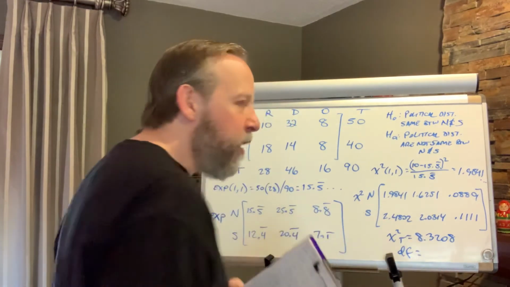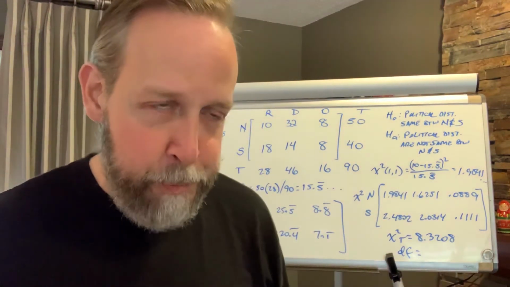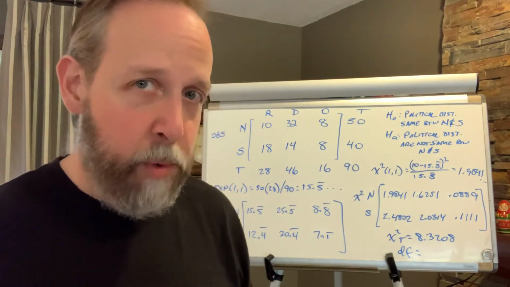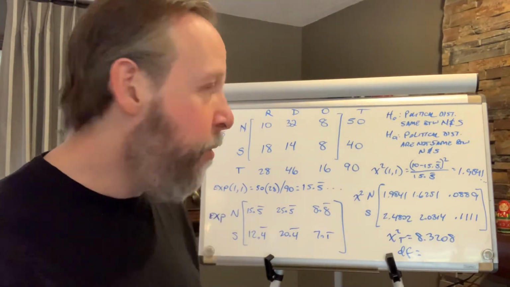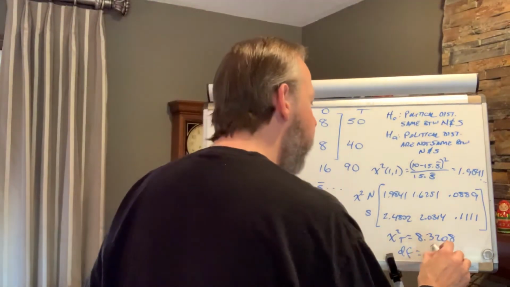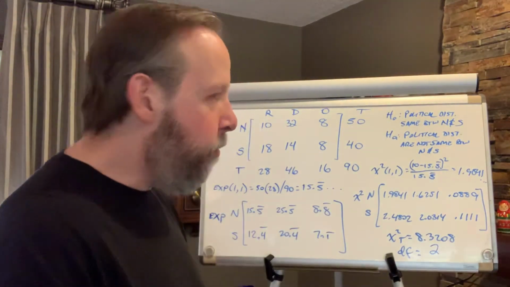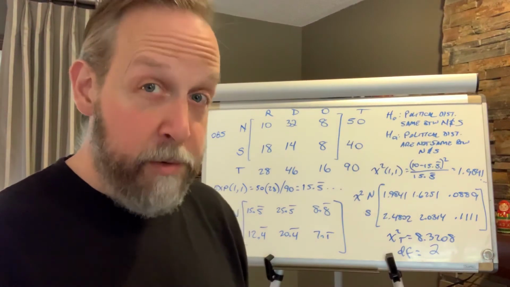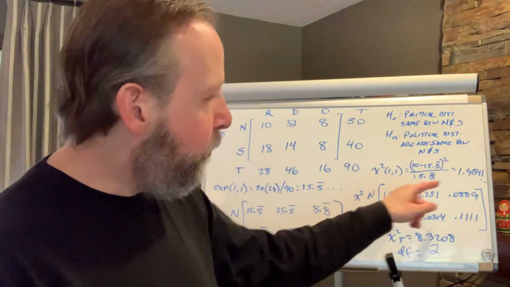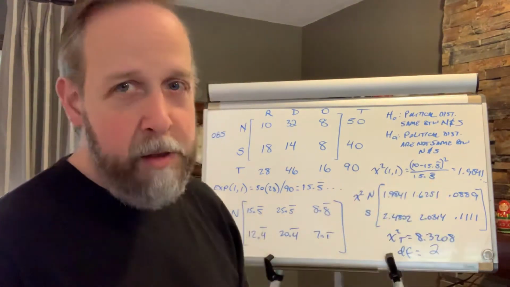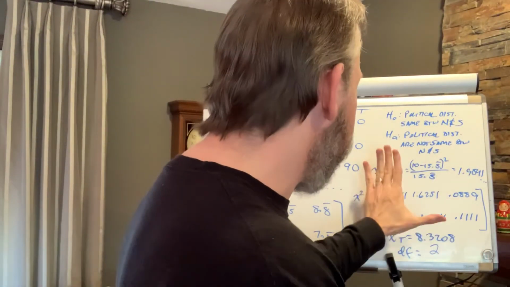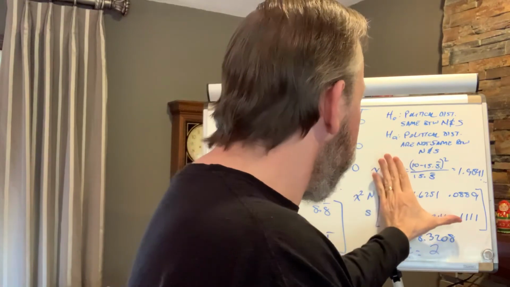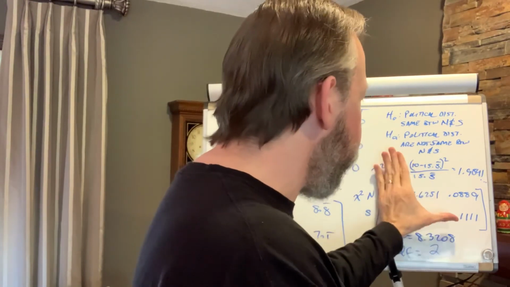My degrees of freedom, I said it's rows minus 1 times columns minus 1. Well, there are 2 rows and there's 3 columns, so that gives me 2 degrees of freedom. Want to see a little shortcut to figure out your degrees of freedom? You see your matrix over here? Make an L with your left hand and cover the first column and the first row. I only see 2 values left over. There's only 2 degrees of freedom.